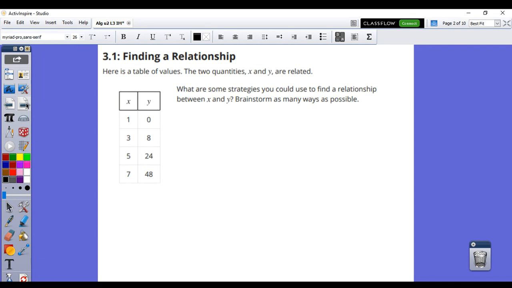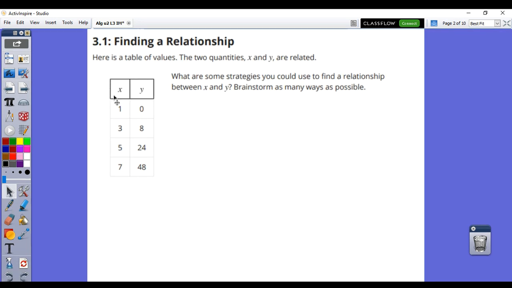So for instance, X goes up by 2, Y goes up by 8 from 1 to 3. But then on the X from 3 to 5, X goes up by 2, but the Y this time goes up by 16. And then from 5 to 7, the X goes up by 2 and the Y goes up by 24. So it's not consistent. There's a pattern there, but it's not a consistent pattern right now. So there is a relationship, and it has something to do with taking the X value and squaring it.